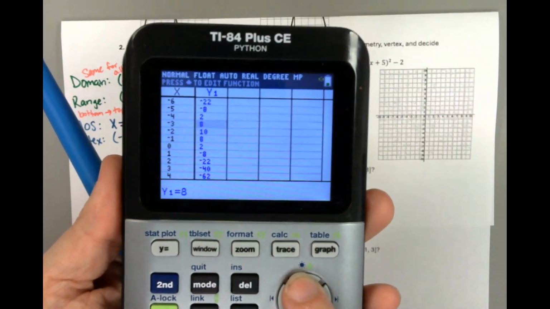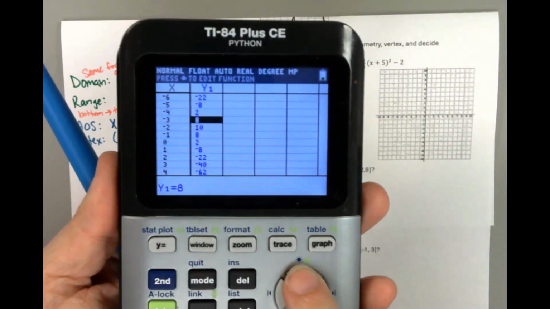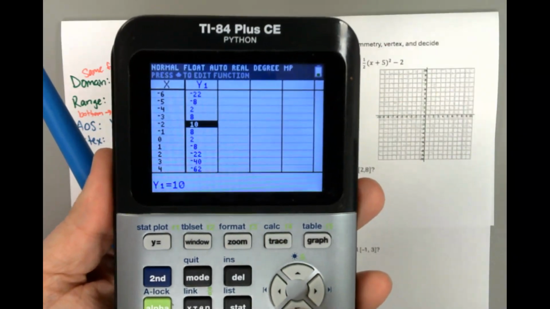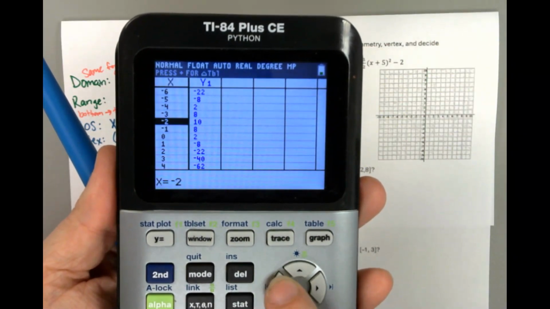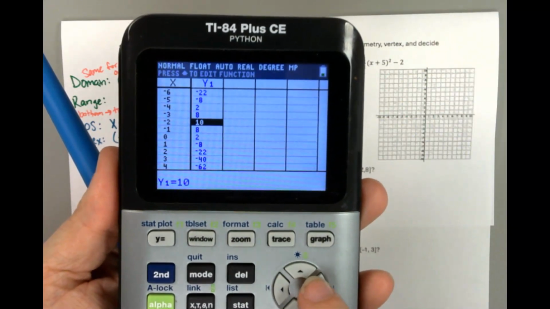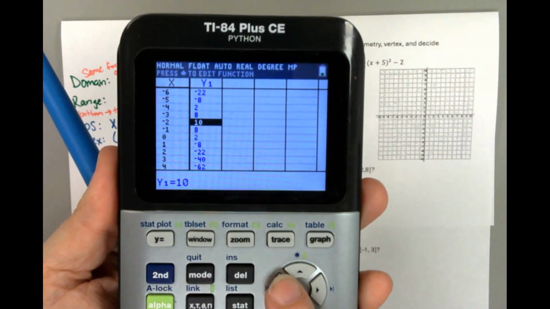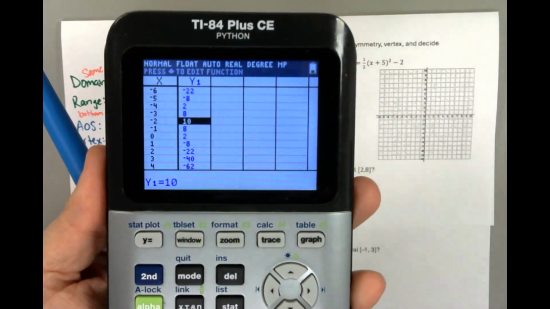Everything has a mirror image. 2 goes to 2 again, -8 goes to -8 again. Everything has a mirror image except for the 10. This is our vertex. -2, 10 is our vertex. So you can always tell what the vertex is because it's the y value without a pair.